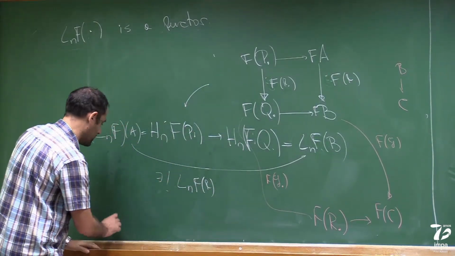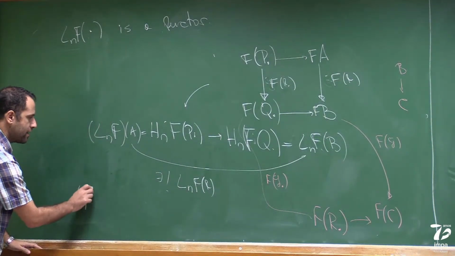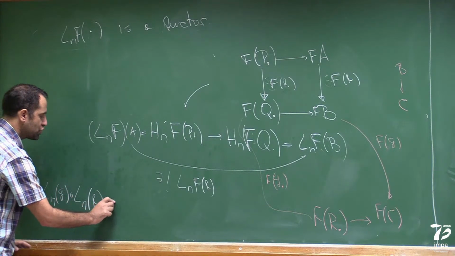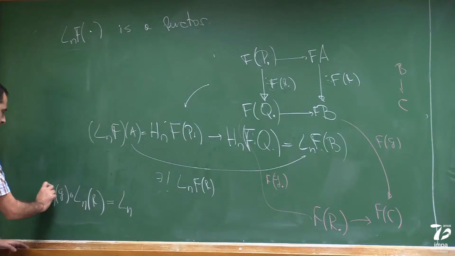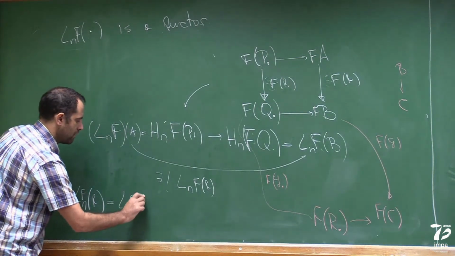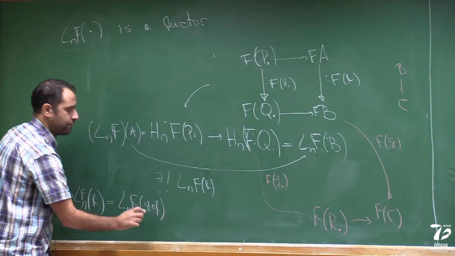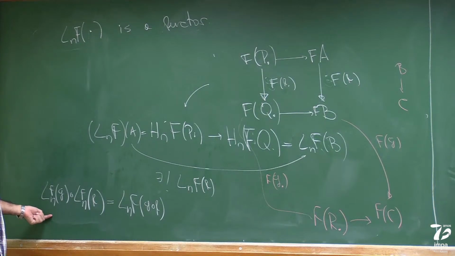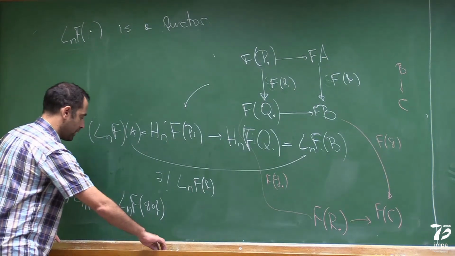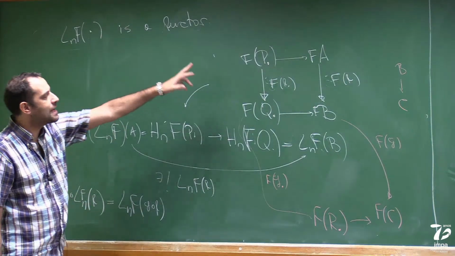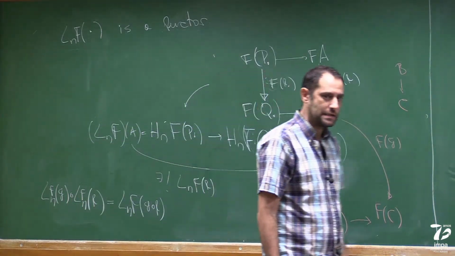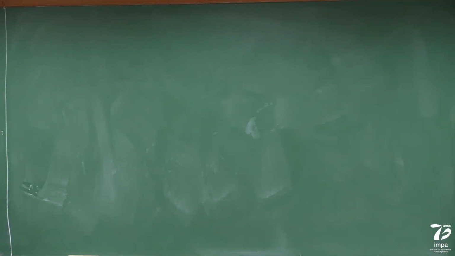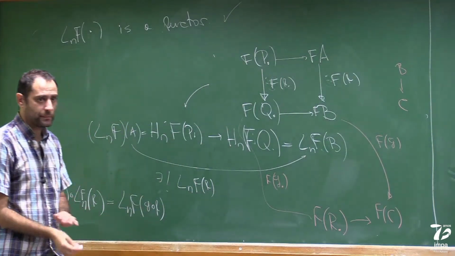Therefore, it has to be equal to L_n F of f, and then I compose this with L_n F of g. This has to be equal to L_n F of g composed with f, just because they both are liftings, and these are well defined up to a unique chain homotopy. Okay, so we get this, and of course the identity goes to the identity. So that means that this is compatible with compositions.